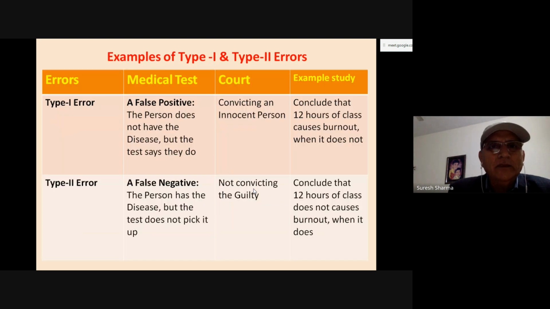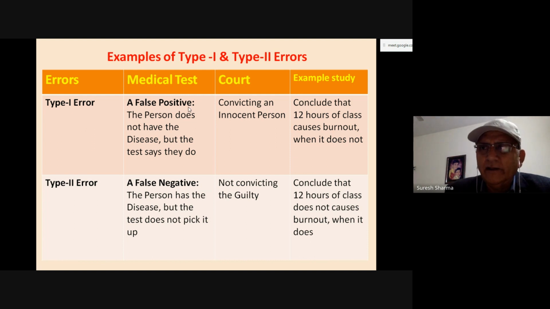Okay. There are some other examples of type 1 and type 2 error. Let's look at this. What is type 1 error from the medical point of view? From the medical point of view, type 1 error is sometimes also called a false positive.